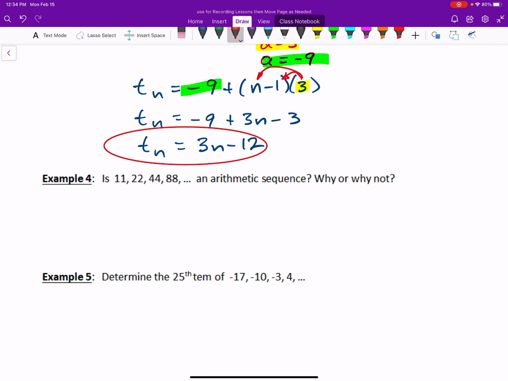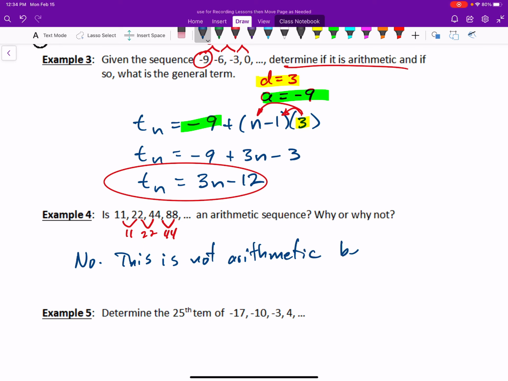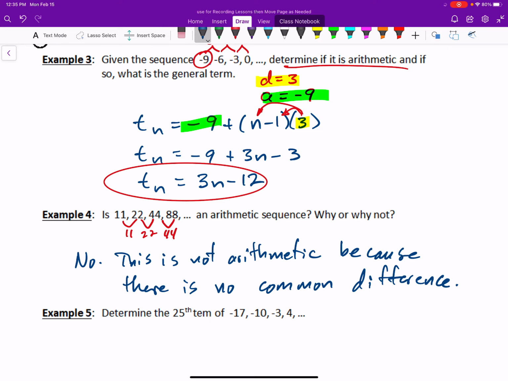Is 11, 22, 44, 88 an arithmetic sequence? Well, the first time it goes up by 11, then it goes up by 22, then it goes up by 44. No, this is not an arithmetic sequence, because there is no common difference. Without a common difference, it's not arithmetic.